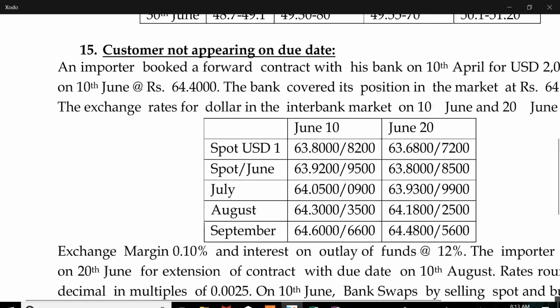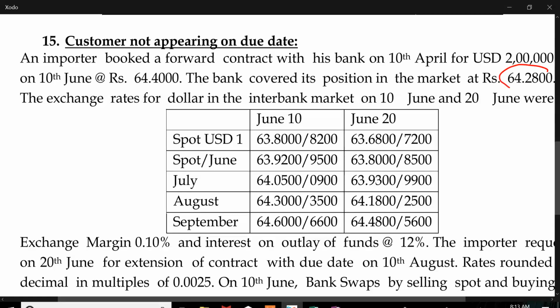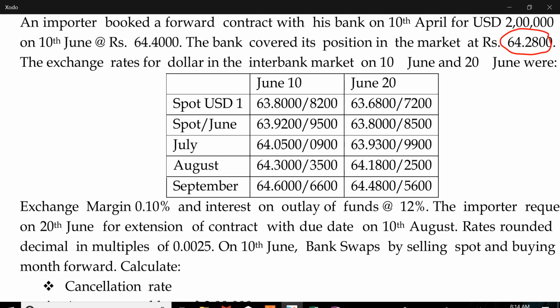Okay, let's read through question 15. An importer booked a forward contract with his bank on 10th April for USD 2 lakh at the rate of 64.4. The bank covered himself at the rate of 64.28. So what the bank was doing is, bank will sell at 64.4 and bank will buy at the rate of 64.28, make a small profit of 12 paise. I was very happy with all of this. The exchange rates are given here. This is an exam question. This is the rates given.